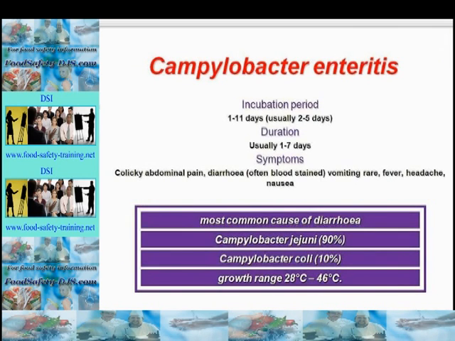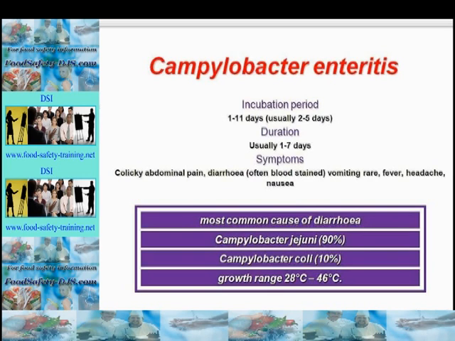First of all, Campylobacter. Campylobacter enteritis is really the inflammation or the disease affecting the small intestine. Enteritis literally means inflammation of the intestine. So Campylobacter is the bacteria, Campylobacter enteritis is the disease.